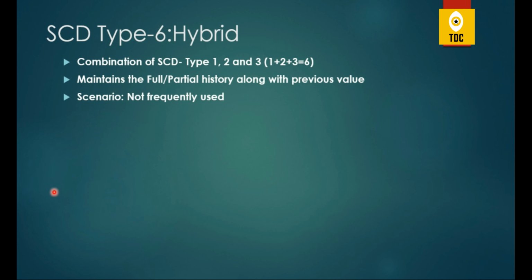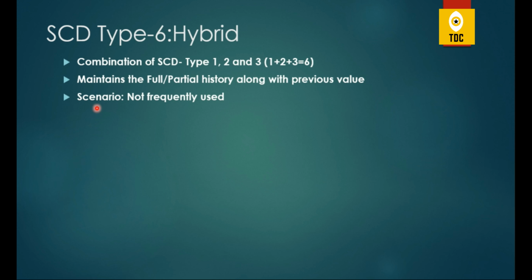So now let's go to SCD type 6. You might be wondering why SCD type 5 is not there and why we jump directly to SCD type 6. Basically, SCD type 6 is a combination of SCD type 1, 2 and 3. That means 1 plus 2 plus 3 is 6. We're just going by the mathematics of addition here and calling it 6. We call it a hybrid because it is a combination of all three and maintains the full and partial history along with the previous value.